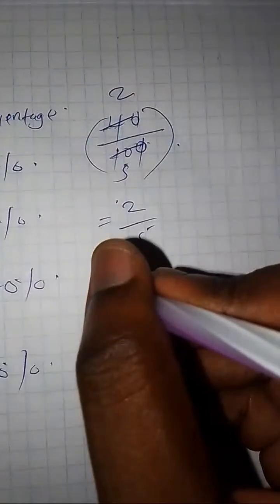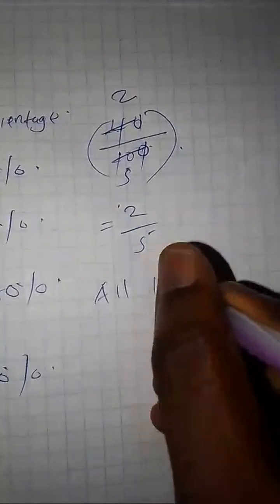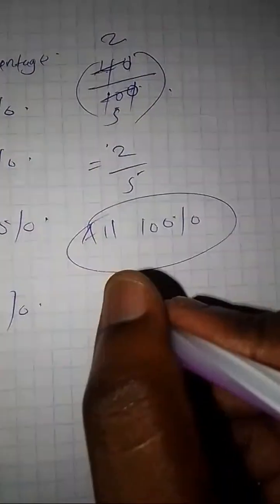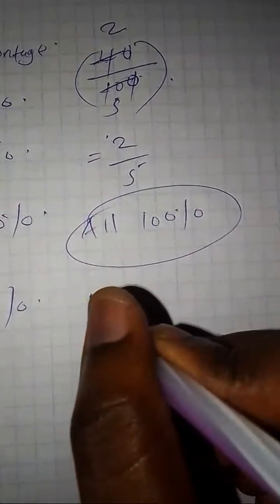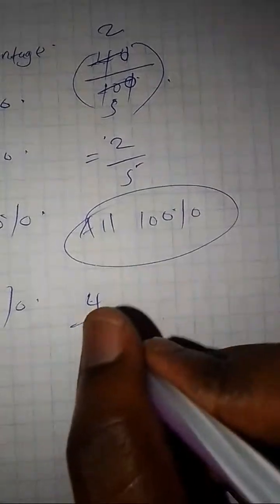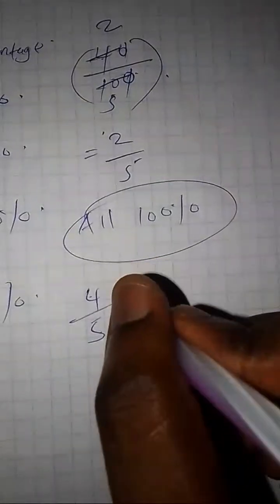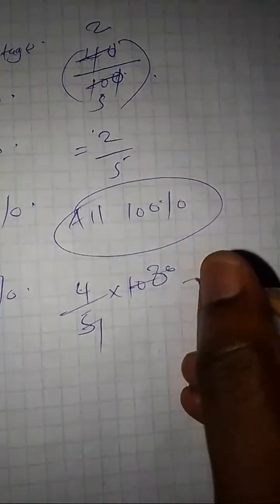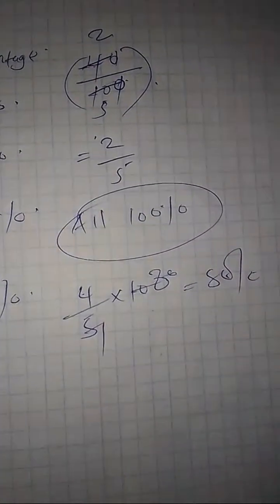So all percentage is 100%, all of it. So maybe if you are to change 4 over 5 into a percentage, you simply multiply by 100 and the answer shall be 80%.